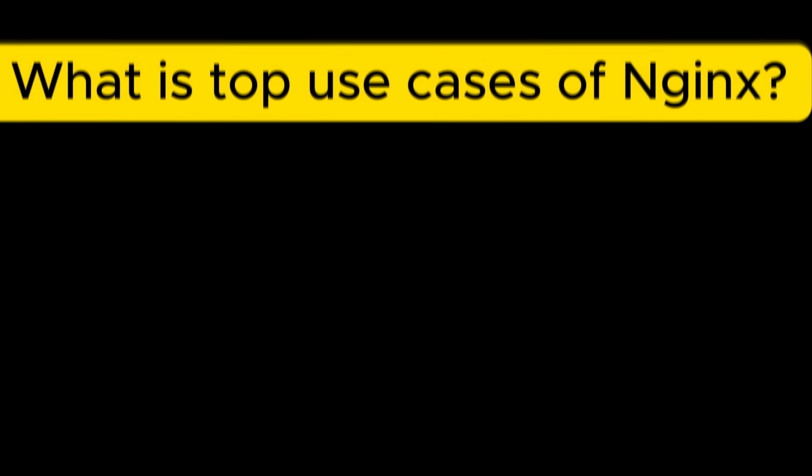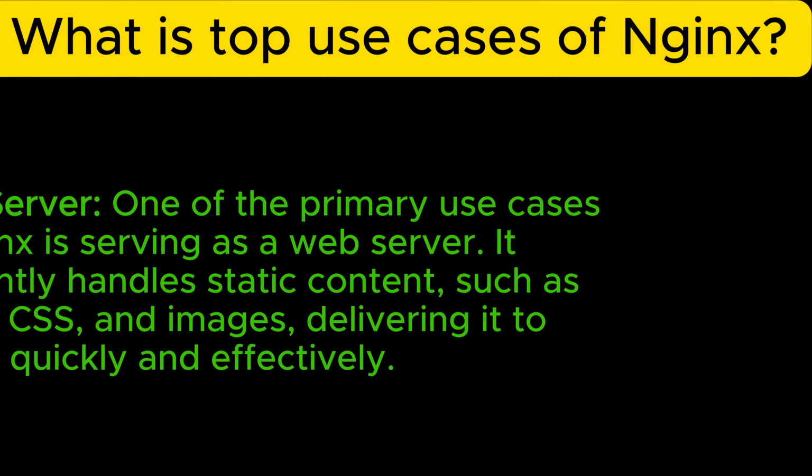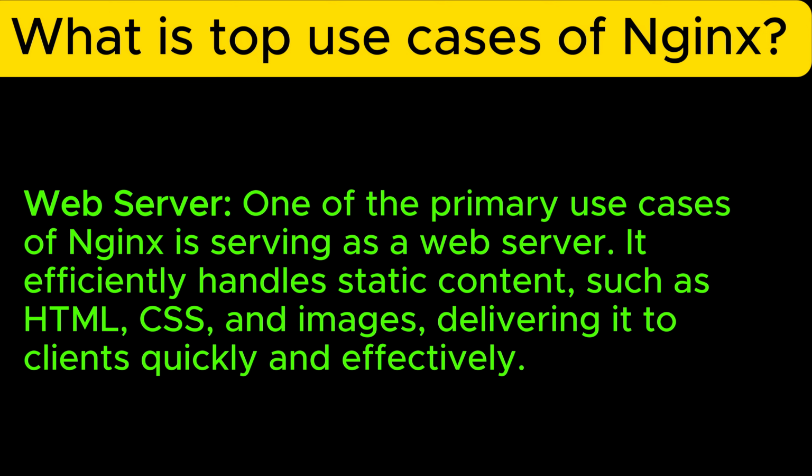So the next topic is the top use cases of Nginx. First use case: whenever we need a web server, we can consider Nginx as a web server where we can deploy our application. One of the primary use cases of Nginx is serving as a web server. It efficiently handles static content such as HTML, CSS, and images, delivering it to clients quickly and effectively.